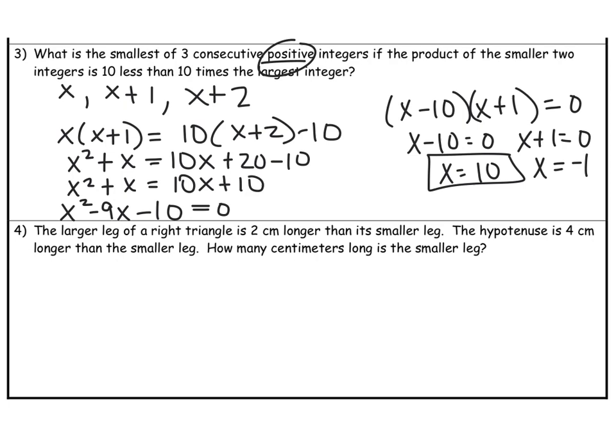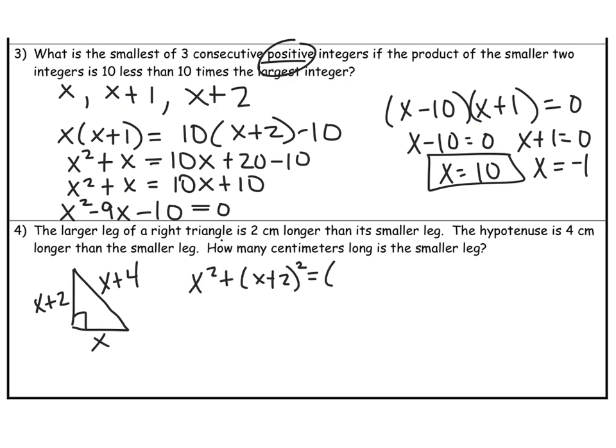Alright, number 4 says the larger leg of a right triangle, I'll draw a right triangle. The larger leg of the right triangle is 2 centimeters longer than its smaller leg. So if we call the smaller leg x, 2 centimeters longer would be x plus 2, and the hypotenuse is 4 centimeters longer than the smaller, so x plus 4. So if we want to think about this using the Pythagorean theorem, we would do x squared plus x plus 2 squared equals x plus 4 squared.